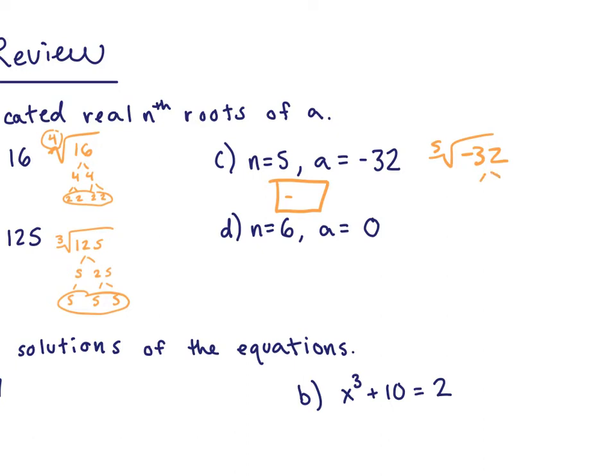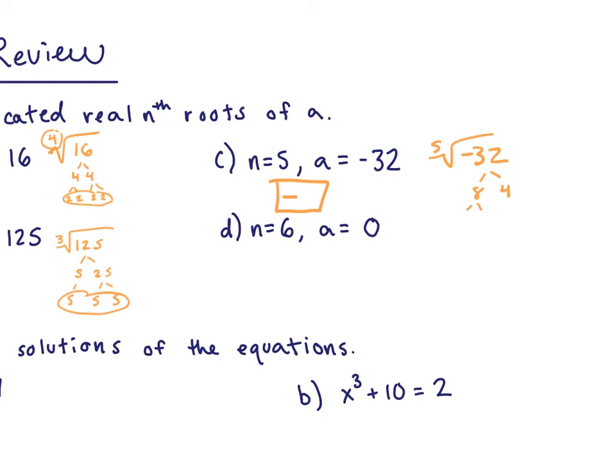What are some factors of 32? 8 and 4. Well, negative 8 and 4. We don't need to worry about the negative because since it's odd and negative under our radical, our answer is going to be negative. So we're just going to find the positive factors because we already know the sign of our answer. So we said 8 and 4.